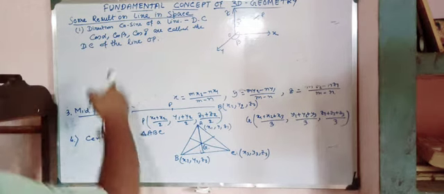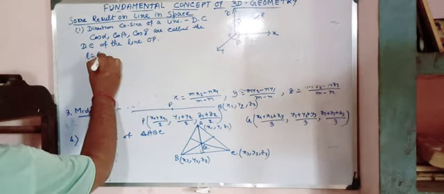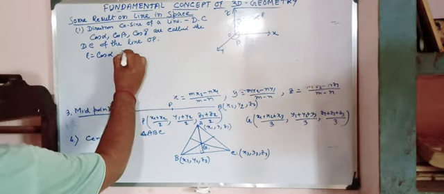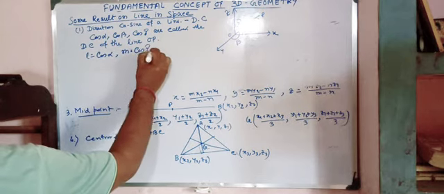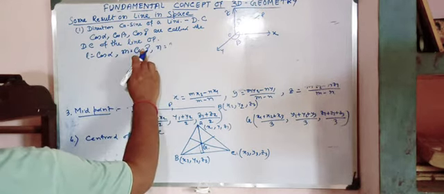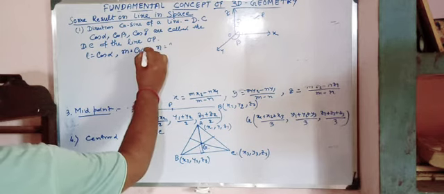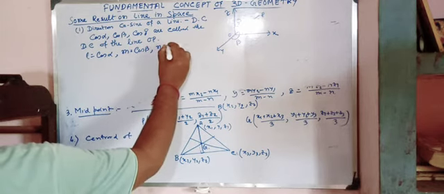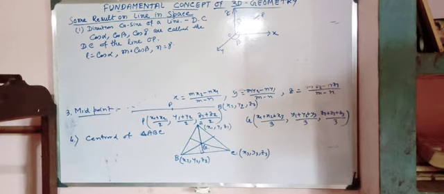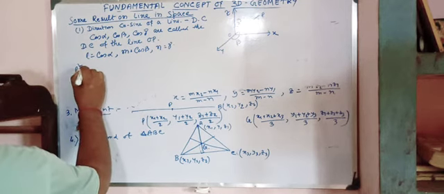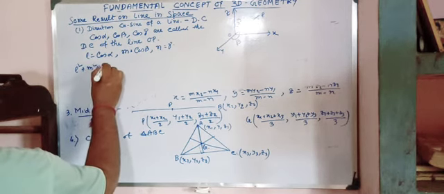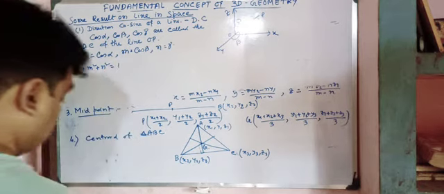We can take that L is equal to cos alpha, M is equal to cos beta, and N is equal to cos gamma. Okay, now there is always a formula, that is L square plus M square plus N square should be 1.